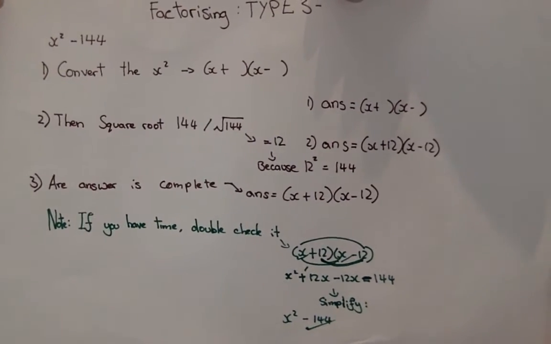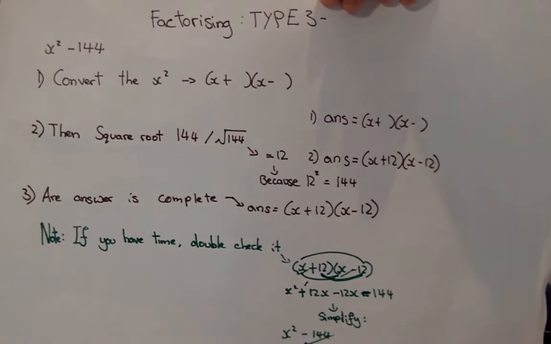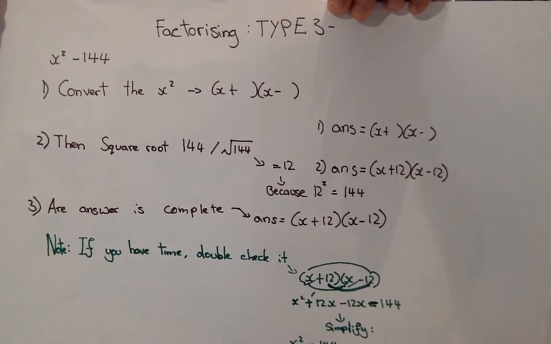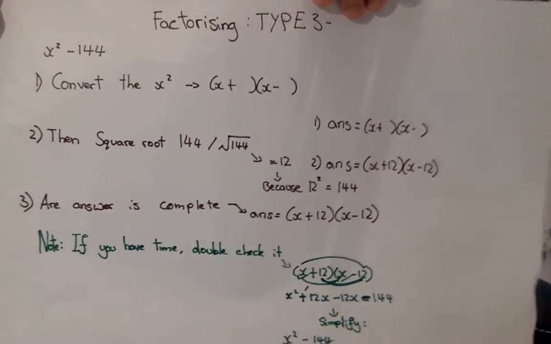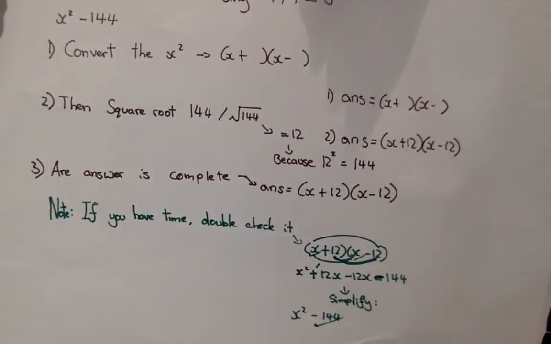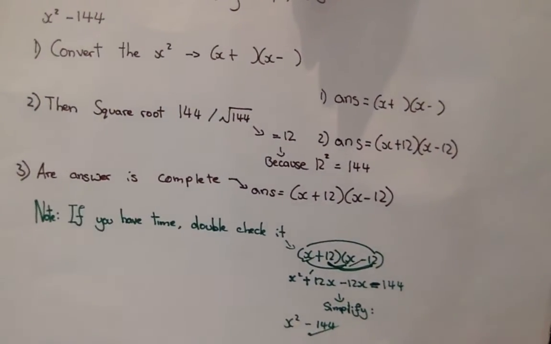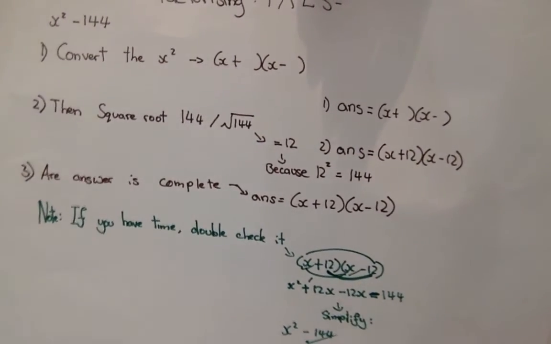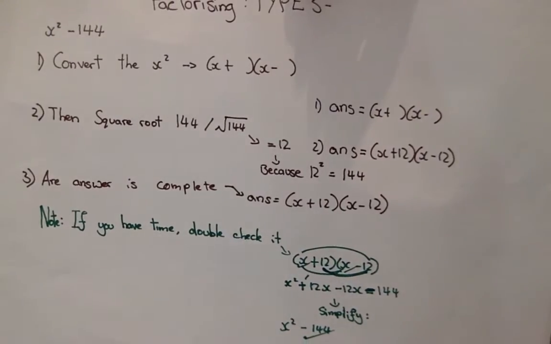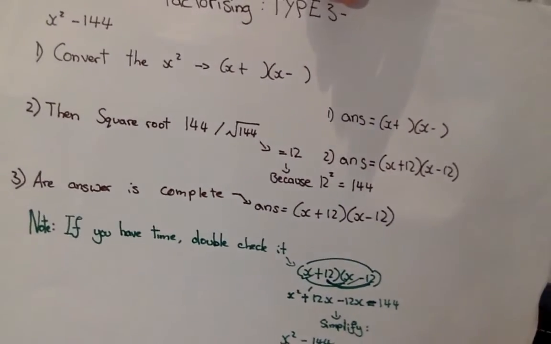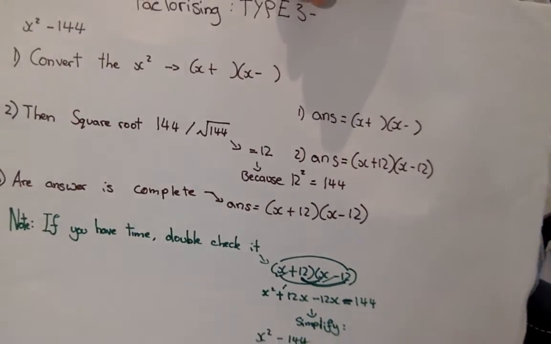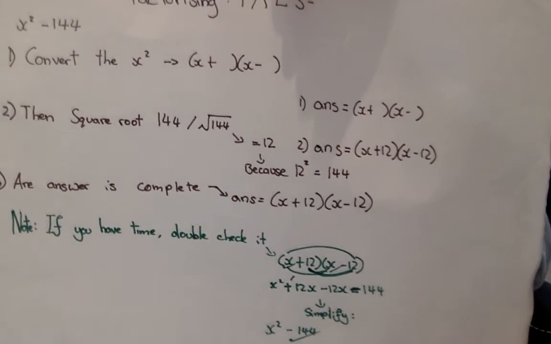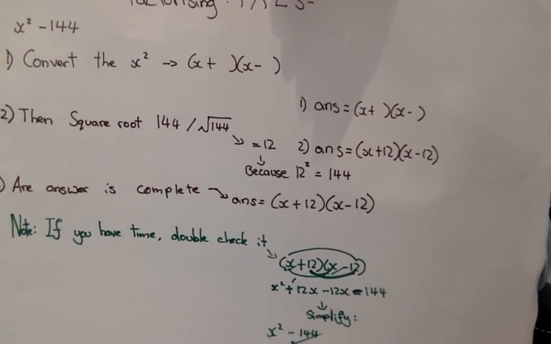Okay, and the last type of factorizing is pretty simple. It's practically the first one, but the other way, so vice versa. Our question is x squared subtract 144. So convert the x squared into brackets, and it becomes plus and minus, because plus and minus equals minus. Then the second step is to square root 144, so it's 12 because 12 squared equals 144, and then our answer is complete. Simple as that.